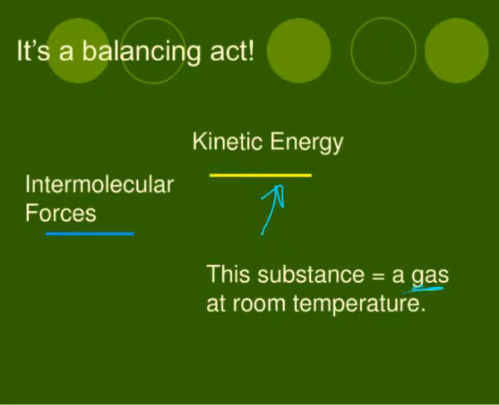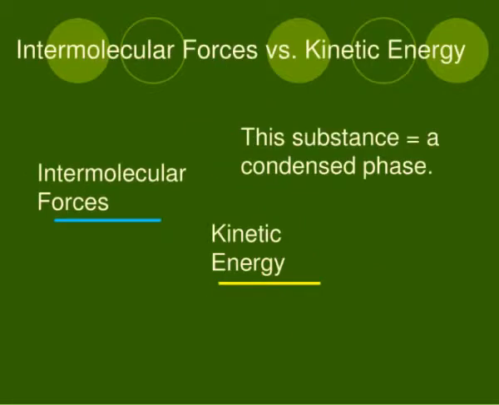Therefore, it's going to be a gas at room temperature because the particles can overcome those forces that are trying to keep them close together, and they can spread out. All right? Should make sense to us. Again, we've looked at this in depth already. If the kinetic energy is lower than those forces, it's going to be more of a condensed phase. Now, condensed could be a solid or a liquid.